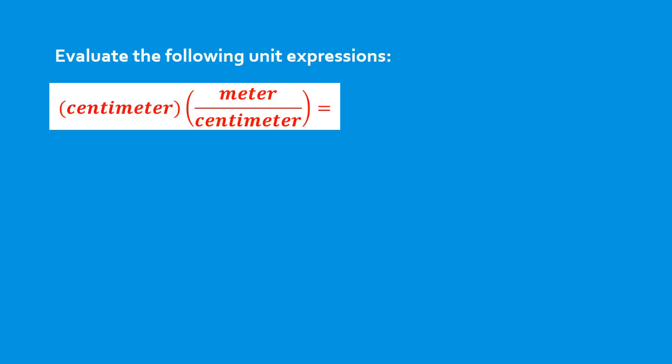With our units, we want to evaluate the units for the following expressions. So we have centimeter times the meter over the centimeter. Since we have the same units in the numerator and the denominator, they're going to cancel. So that leaves us with the meter only.